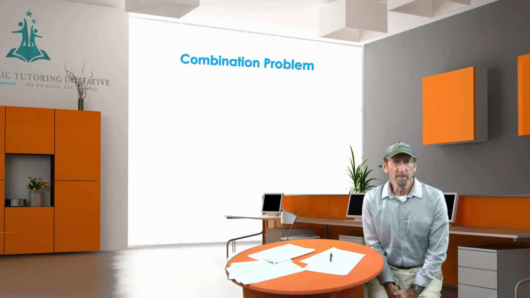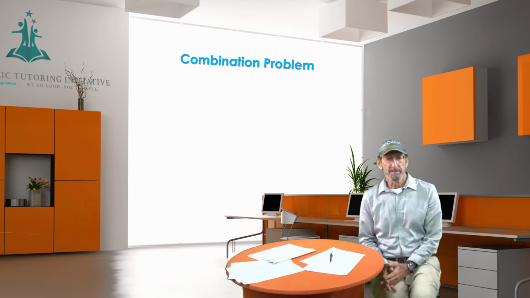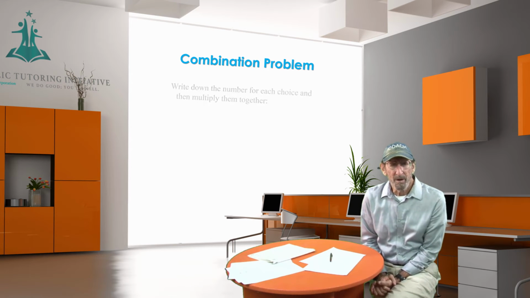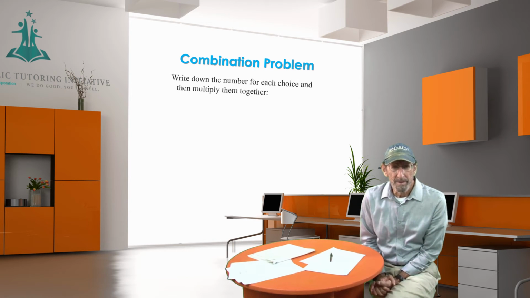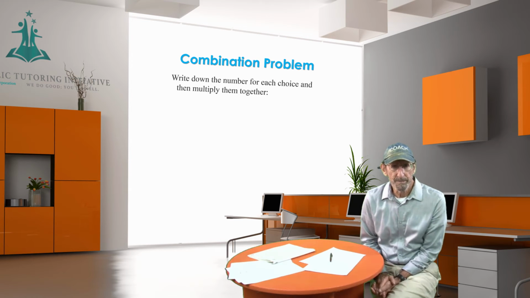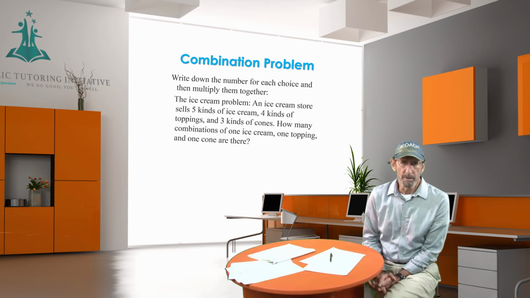Okay, there's often a combination problem on the test. And combinations are relatively easy. All you do is write down the number for each choice and multiply them together. Well, all right, there are a couple of harder ones, but let's have some examples. Here's the ice cream problem.